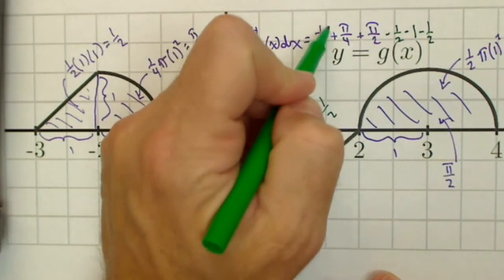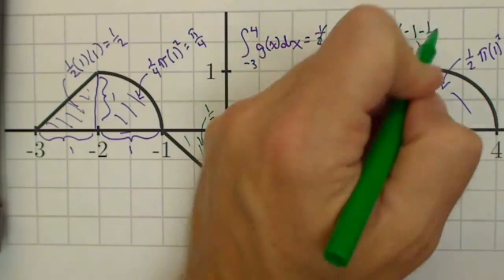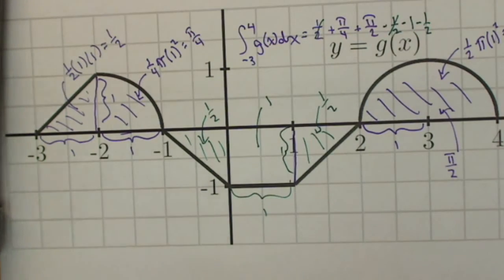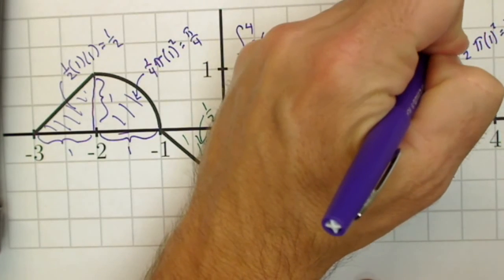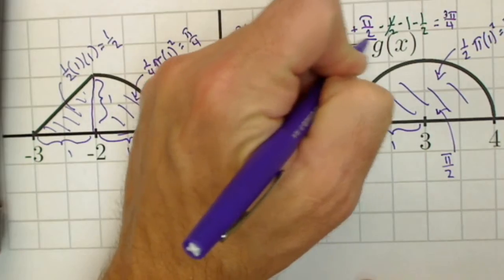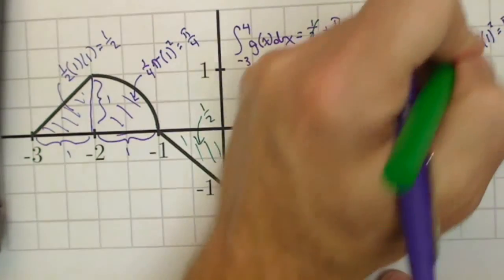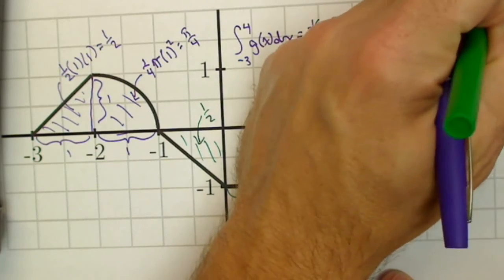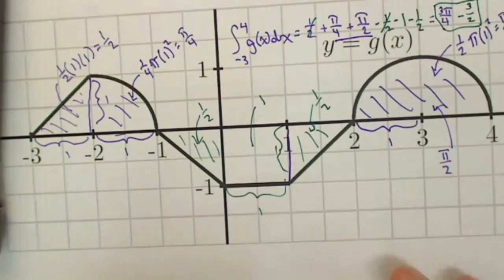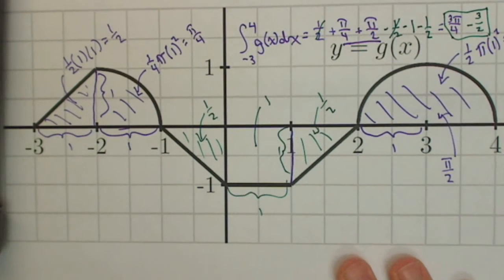So we can combine some of these. These halves, for instance, will cancel. And what I'll get is 3 pi over 4 from combining these two, minus 3/2. And let's just go ahead and leave the answer like that. Let's not worry about the decimal.